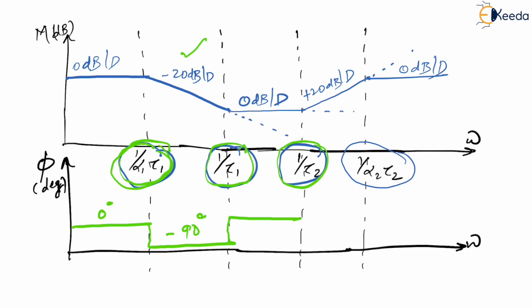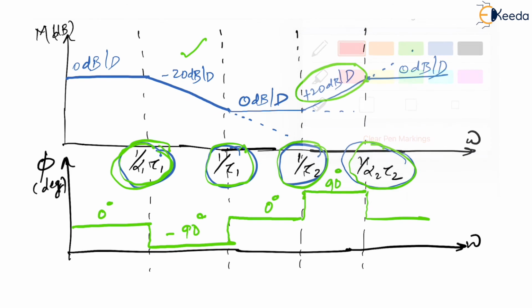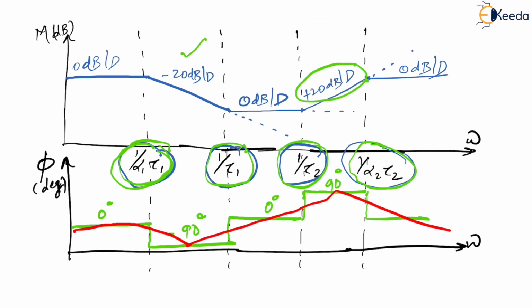Then, at 1 by tau 2, what is there? Again, you have a 0. How do you understand that? By seeing the slope logically. Because the slope has increased here, definitely there has to be a 0. So this one becomes plus 90 degrees this way. This is 0 degrees. Then after that, at 1 by alpha 2 tau 2, again there is a pole, which means this comes down here and goes this way. If I take the resultant as a smoother curve, it becomes somehow like this. This becomes your phase plot.